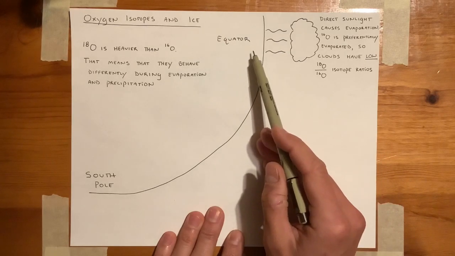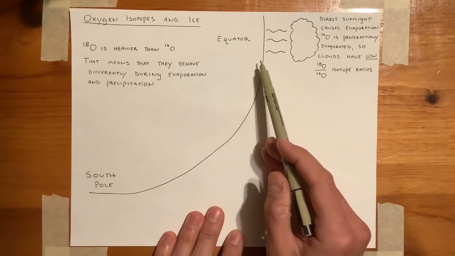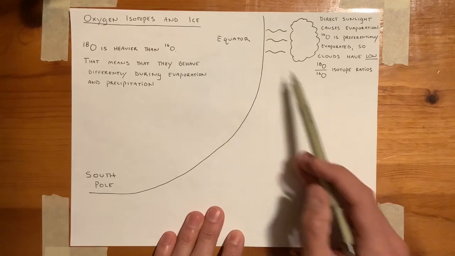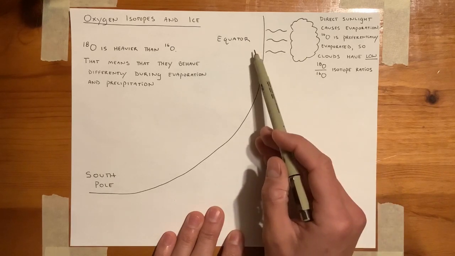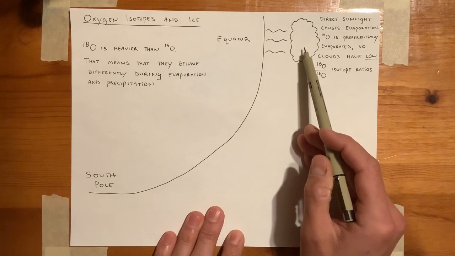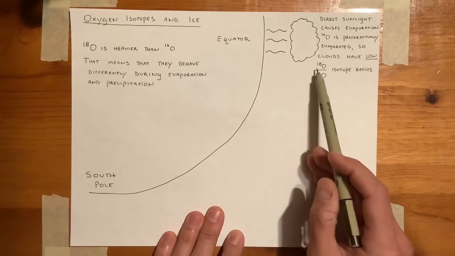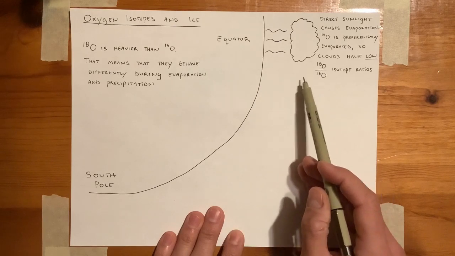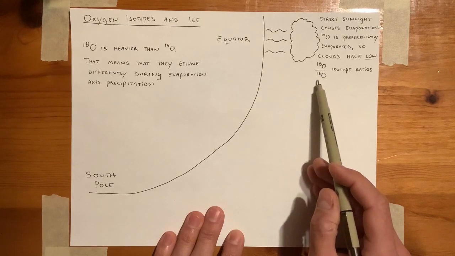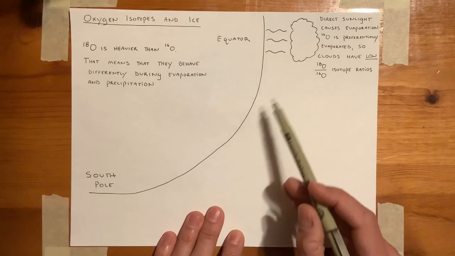The oceans, in contrast, right? The oceans have all this oxygen 16 taken out of them. They have it evaporated into those clouds. So the oceans end up becoming enriched in oxygen 18 because they've lost a lot of oxygen 16 to evaporation.